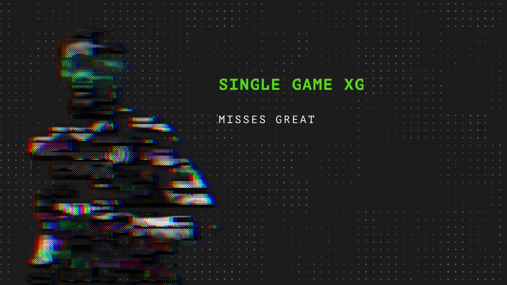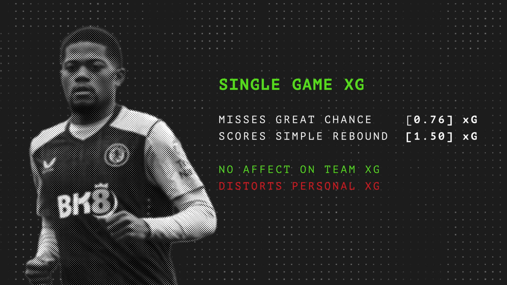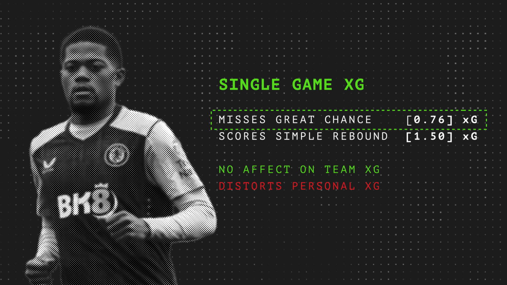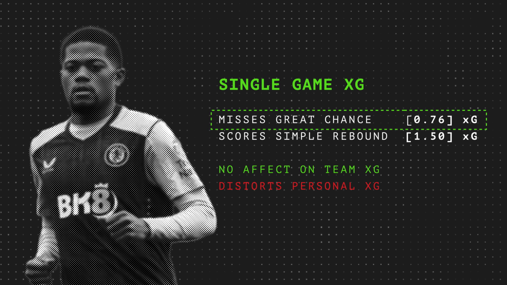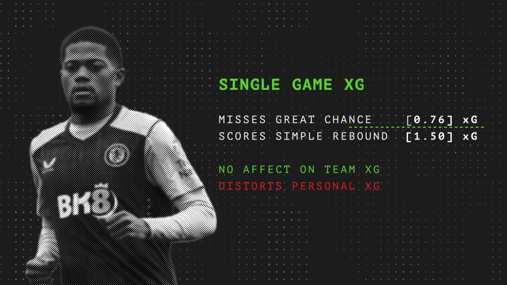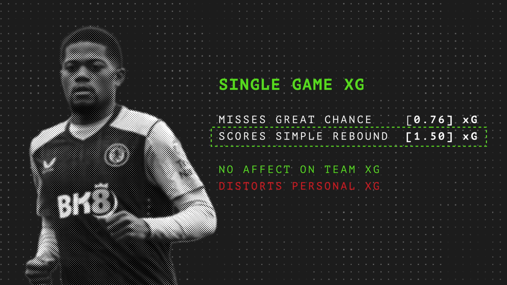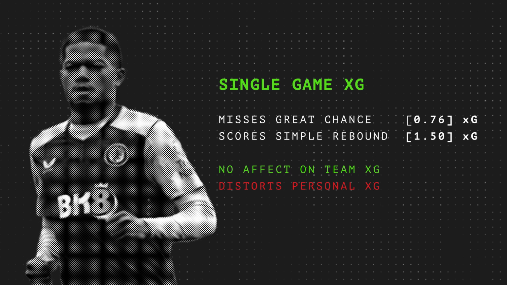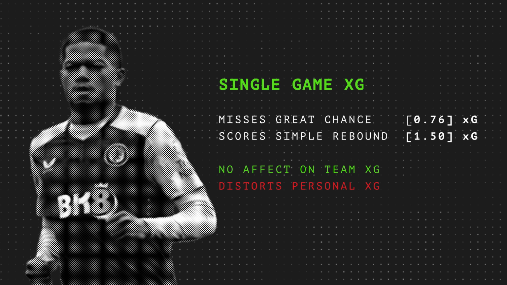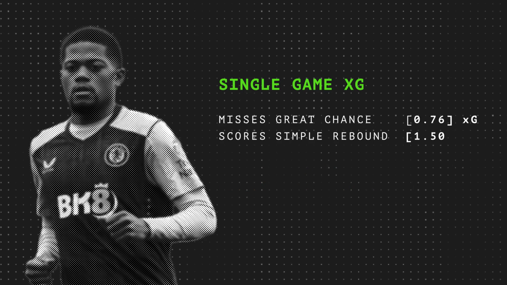Single game XG values are worth noting, but can be warped. For example, a striker could miss a great chance, registering at 0.76 XG, then see the rebound fall to him and he slots it home. The second shot registers as another high value chance, perhaps crediting him with around 1.5 XG for what is essentially the same opportunity on goal. Now this won't affect a team's total XG, but it could heavily distort an individual player's.